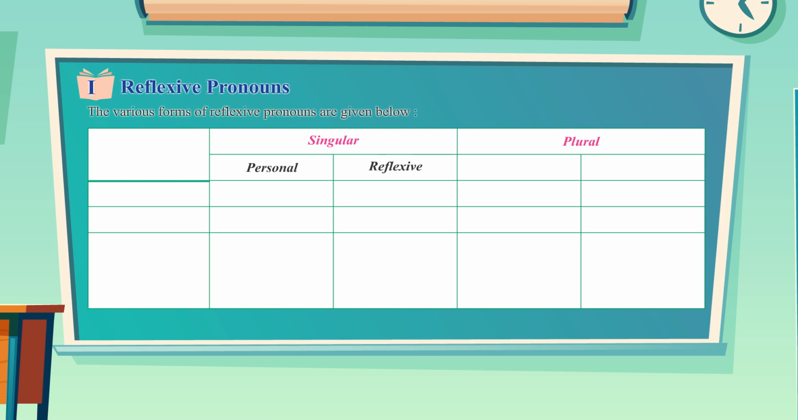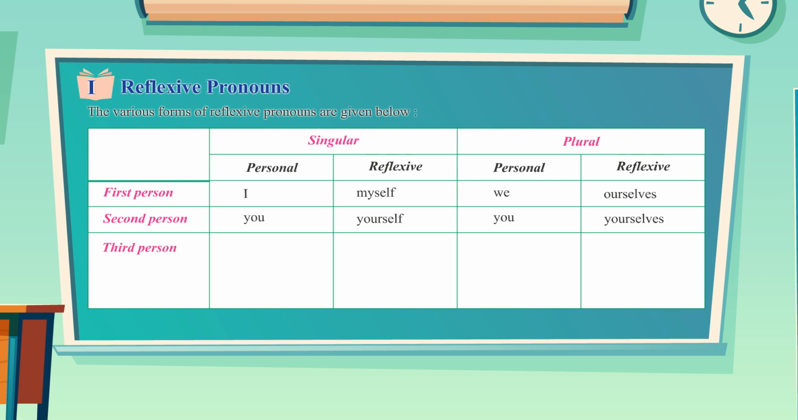Personal, reflexive. Personal, reflexive. First person: I, myself; we, ourselves. Second person: you, yourself; you, yourselves. Third person: he, himself; she, herself; they, themselves; it, itself.